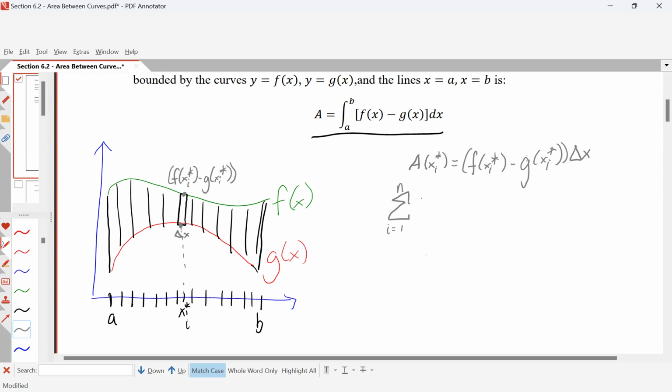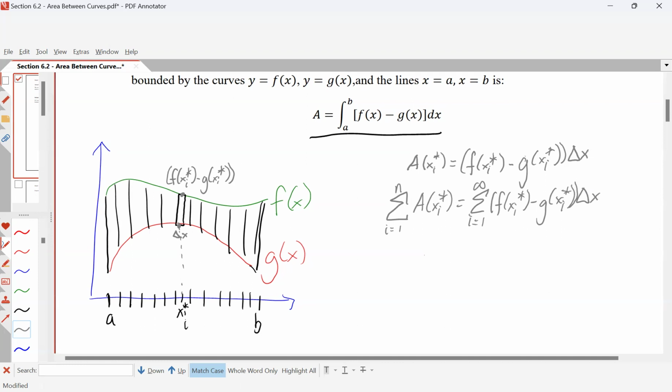Of our A x i stars, which is now going to be the sum i equals 1 to n of f of x i star minus g of x i star times delta x. Right now, we have little rectangles where a little bit of the rectangle is over and a little bit of the rectangle is under the function, and this is just an approximation.